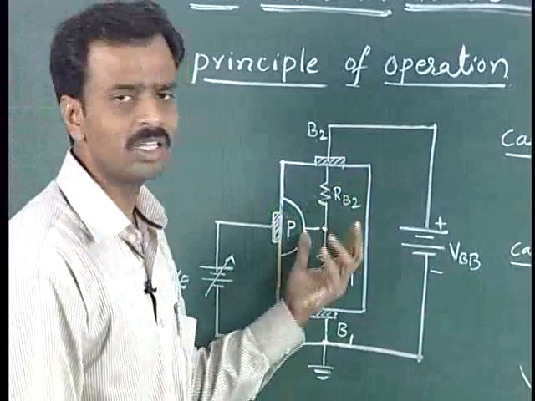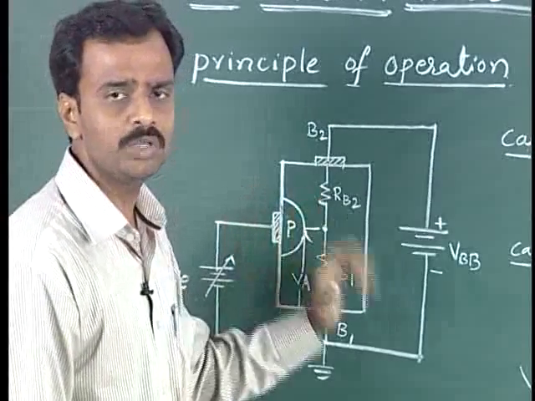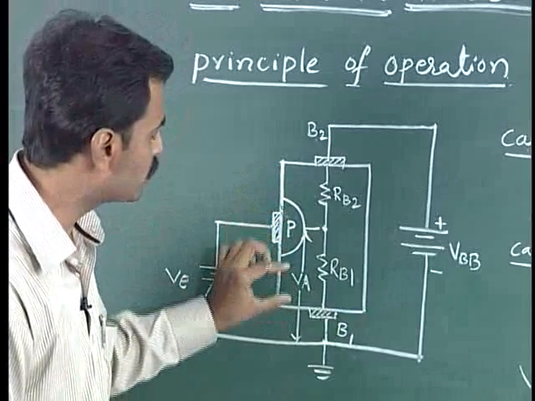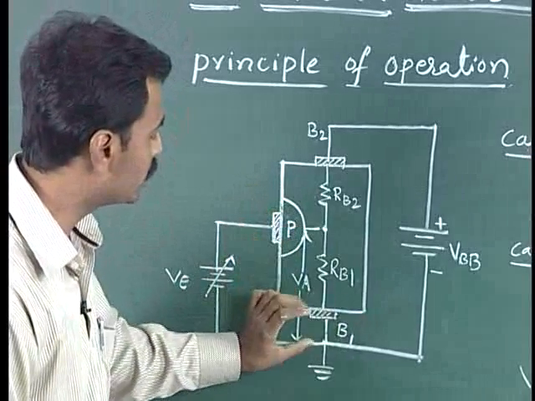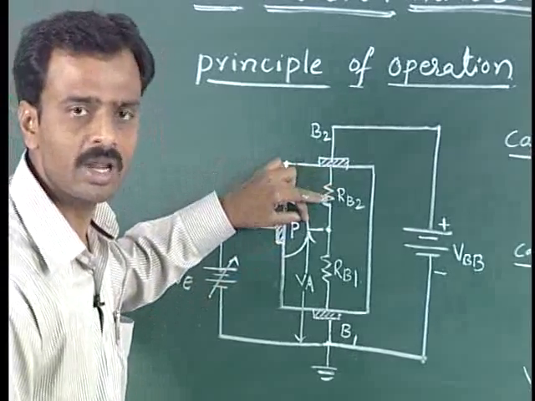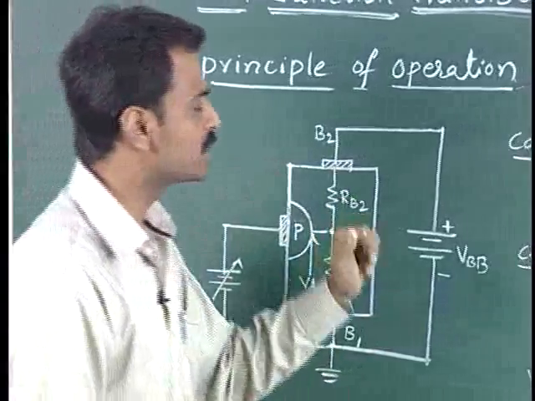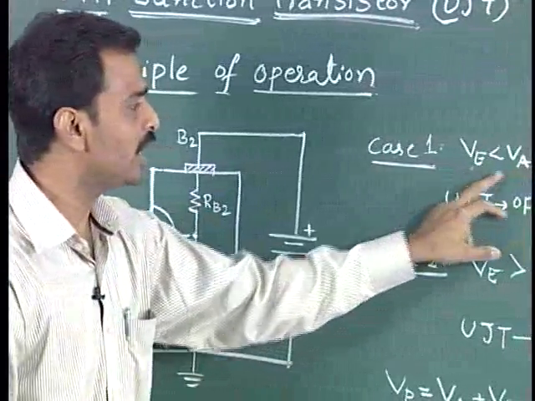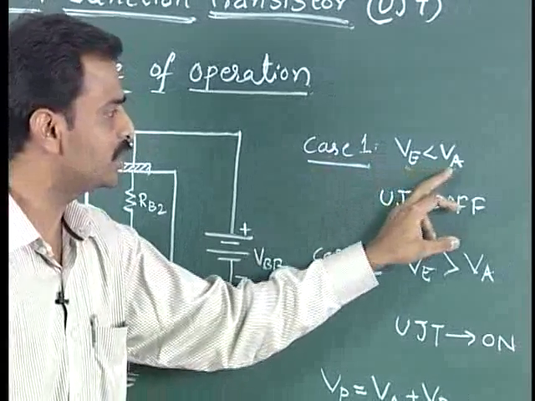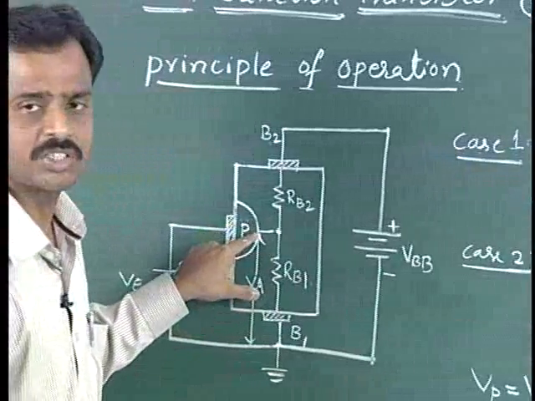There are generally two cases possible to understand the operation of this unijunction transistor. VA is the voltage drop between the terminal B1 and the PN junction. Let's see what VA actually is. In the first case, VE is the emitter voltage, and VA is the voltage across terminal B1 to the junction.